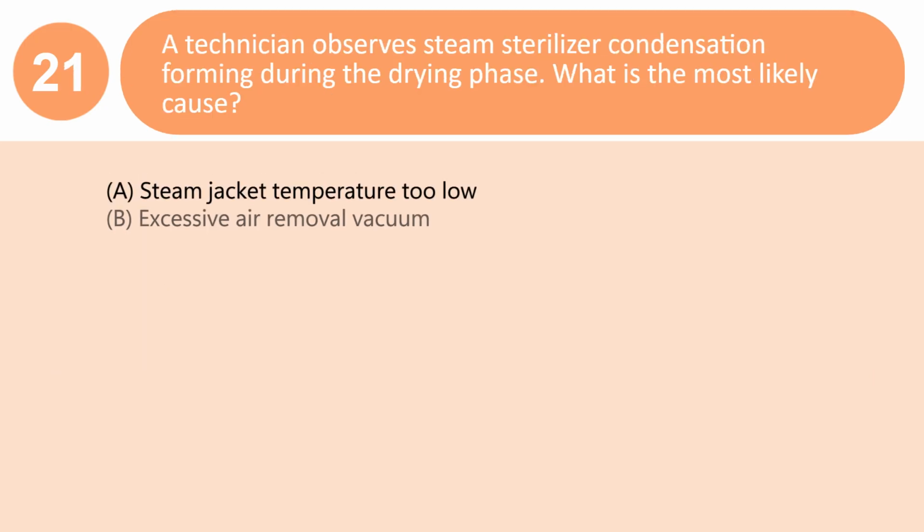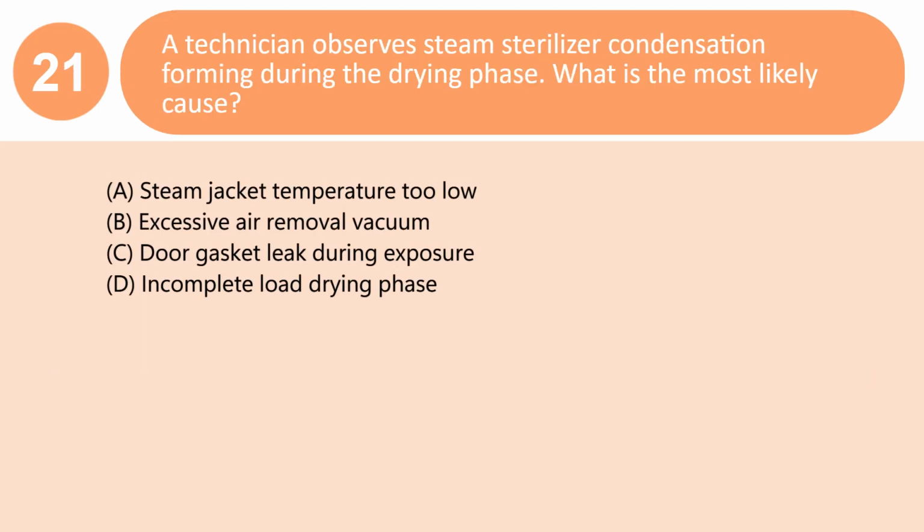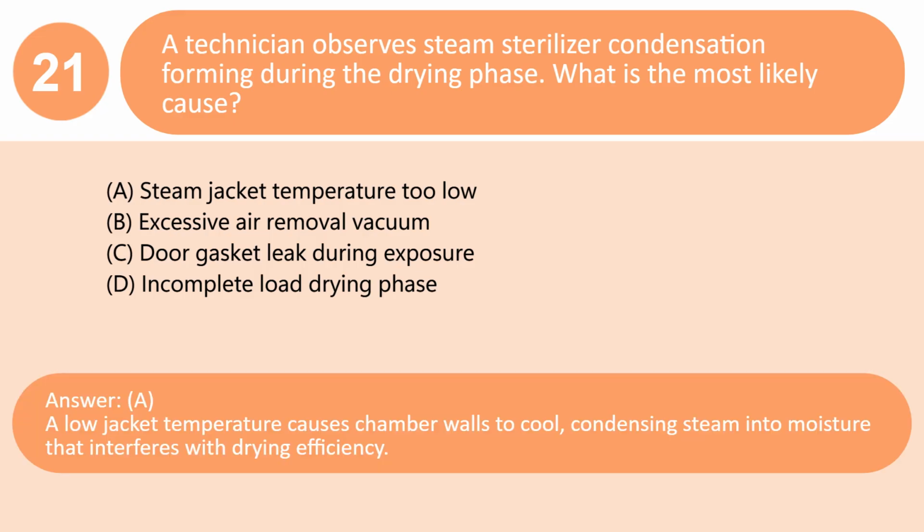A technician observes steam sterilizer condensation forming during the drying phase. What is the most likely cause? A. Steam jacket temperature too low. B. Excessive air removal vacuum. C. Door gasket leak during exposure. D. Incomplete load drying phase. Answer: A. A low jacket temperature causes chamber walls to cool, condensing steam into moisture that interferes with drying efficiency.